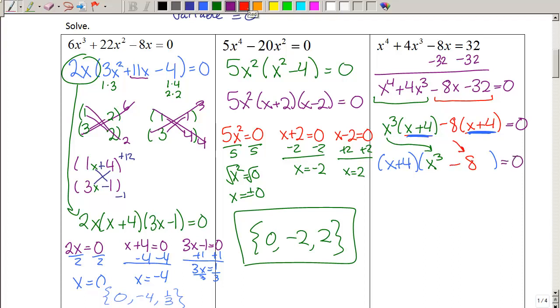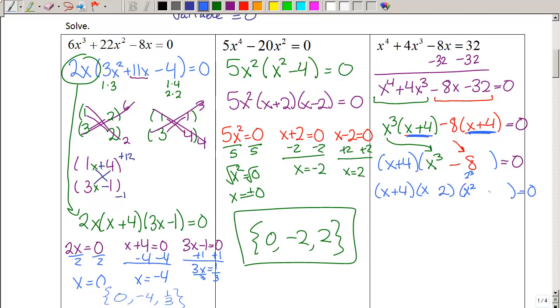The next step says, is all my terms factored? Well, x plus 4 can't factor anymore, but x cubed minus 8 is a difference of cubes. So the x plus 4 factor will stay. And then I'm going to factor my difference of cubes. X cubed is x quantity cubed. 8 can be rewritten as 2 cubed. So 2 is my value there.